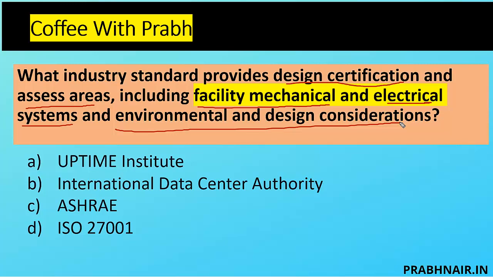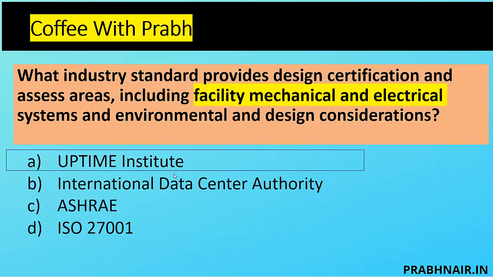D is called IDCA, International Data Center Authority. They provide the open standard for data center facility infrastructure from a security point of view. So B removed. ASHRAE is basically about temperature, what is ideally the temperature we need in the data center. And ISO 27001 is an ISMS standard. So the only option left is Uptime Institute. So Uptime Institute is the answer.